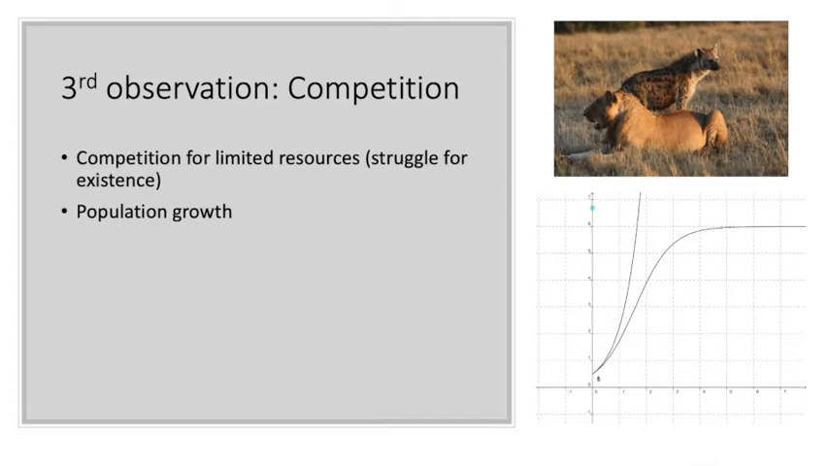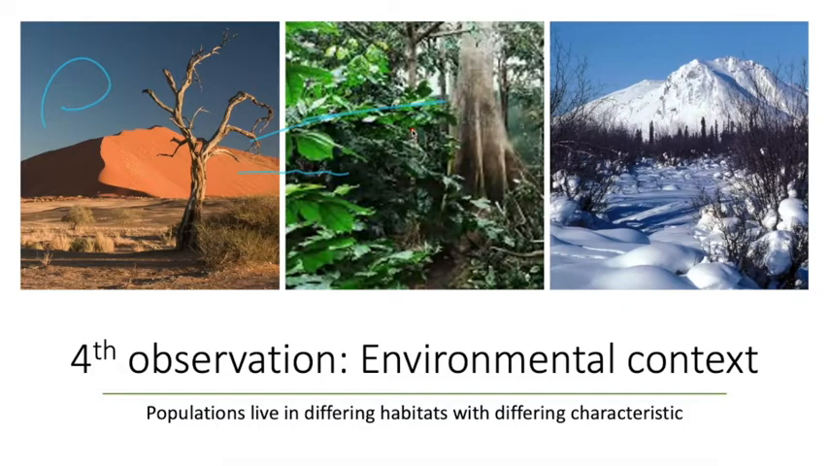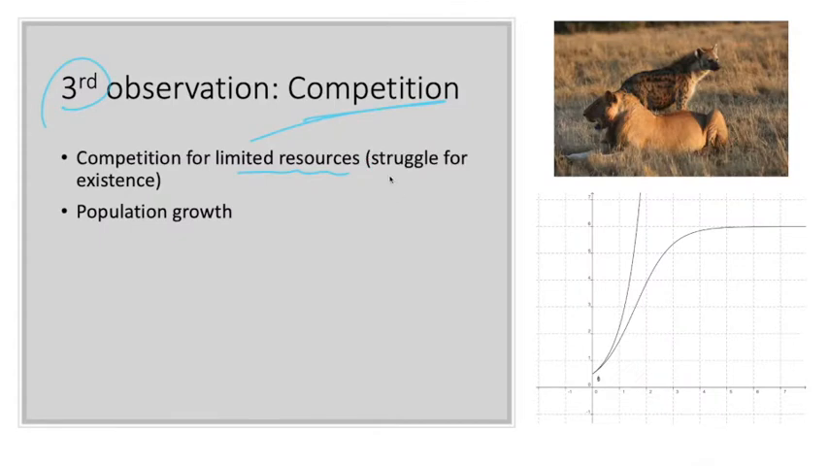Okay, next thing, number 3, competition. You have to have competition in the population for some sort of limited resource. Darwin referred to this, this is Darwin's term, as the struggle for existence. You could just think of it as competition. He had some sort of eloquent notions about words.